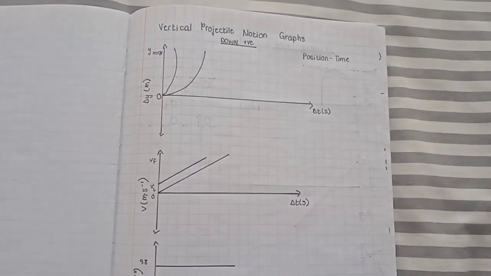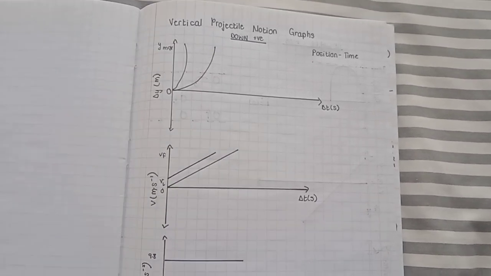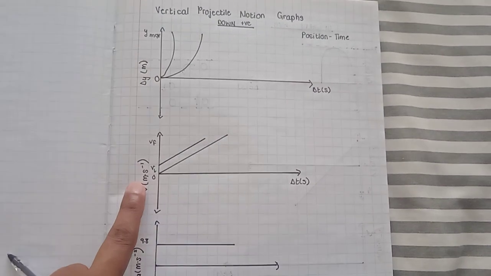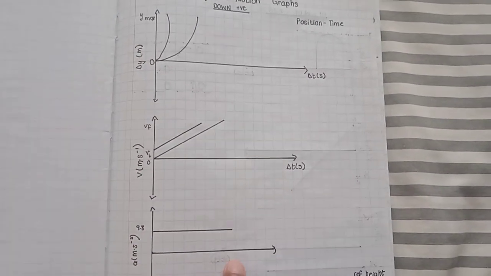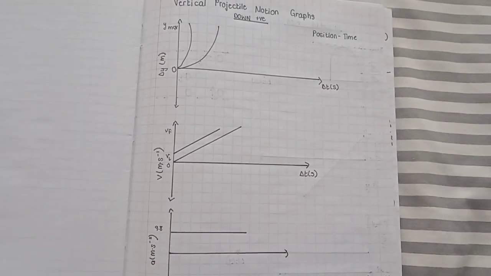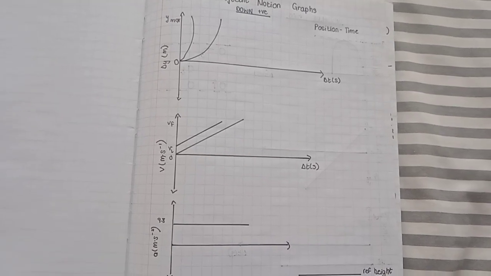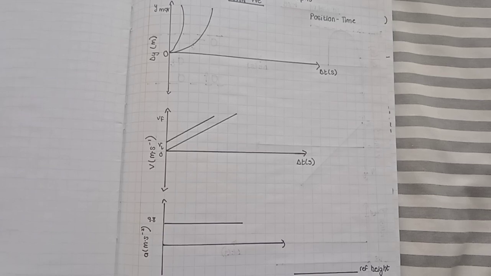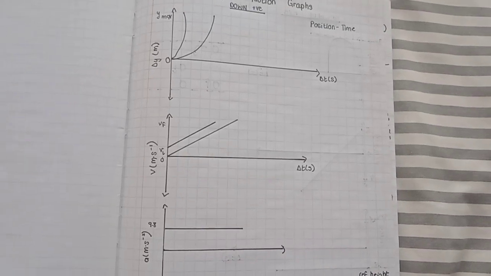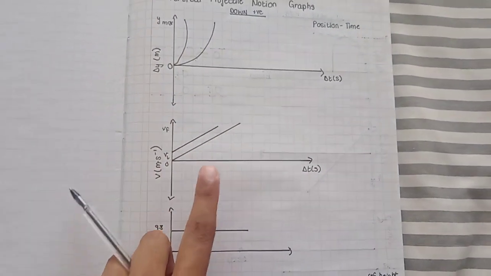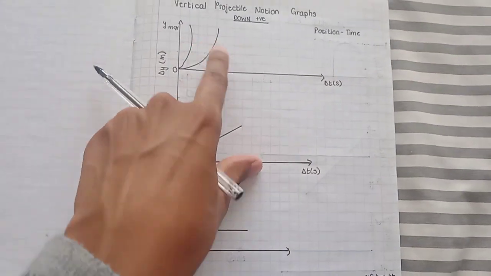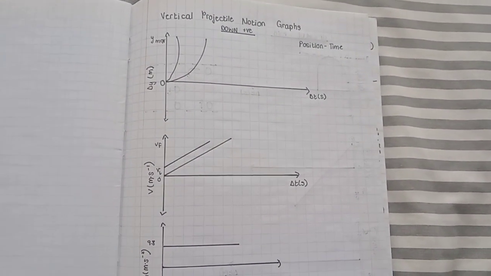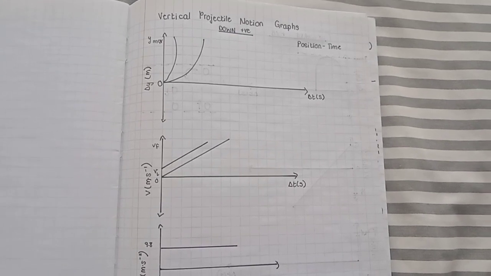Whenever you're doing vertical projectile motion, you're going to deal with three types of graphs: the position time graph, the velocity time graph, and the acceleration time graph. With this, you can actually take any direction as your positive reference direction, up or down. The slope, which is the gradient of the graph, will tell you about the change in the other quantities in the graph.